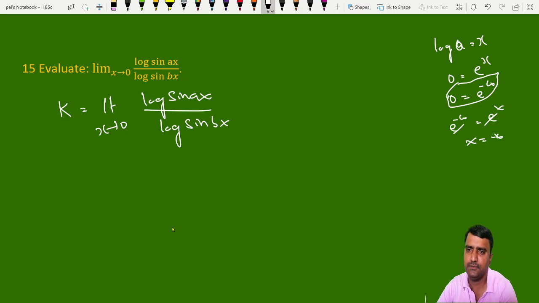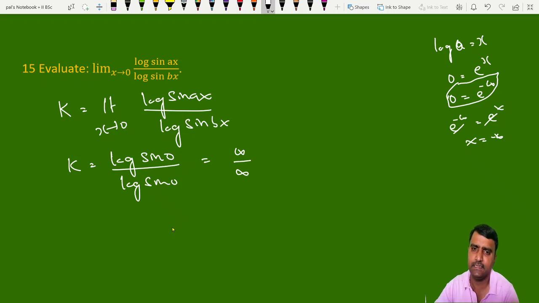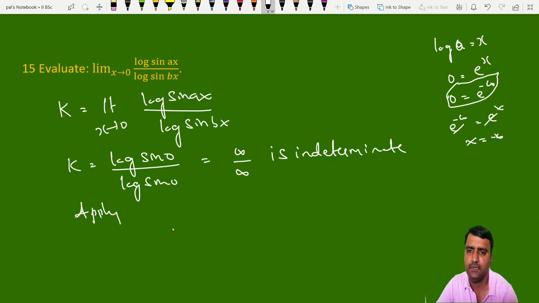So k is equal to, applying the limit, log of sin 0 by log of sin 0. So that is minus infinity by minus infinity. Minus minus cancels, so it is infinity by infinity, which is indeterminate. So it is the indeterminate form. Then apply L'Hospital's rule.